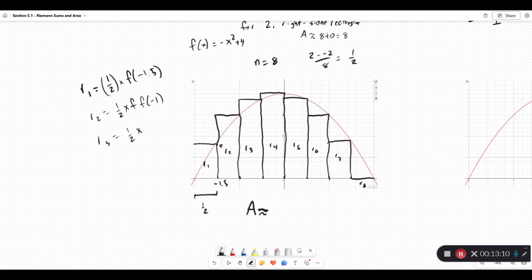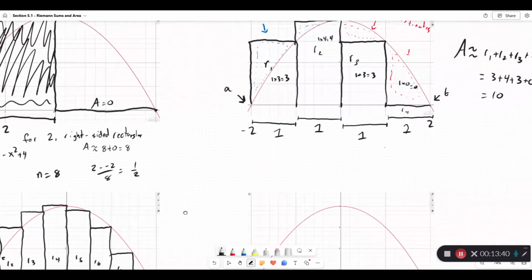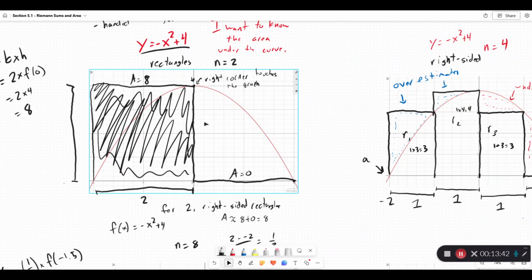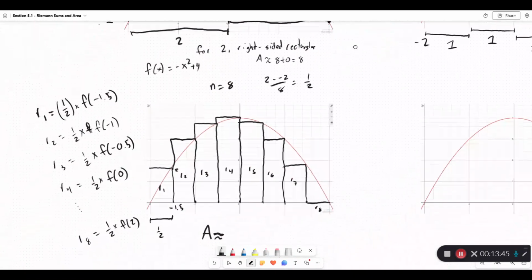R3 is 1/2 times f of -0.5. R4, 1/2 times f of 0, on and on and on until we get to R8, which is 1/2 times f of 2. And you can see it's going to go -1.5, -1, -0.5, 0. There'll be a 0.5, a 1, a 1.5, and a 2. And if I add all of these areas together, I believe that it'll be closer than this smaller amount of rectangles or this smaller amount of rectangles.